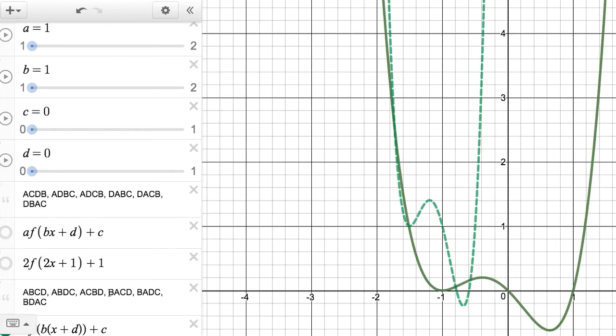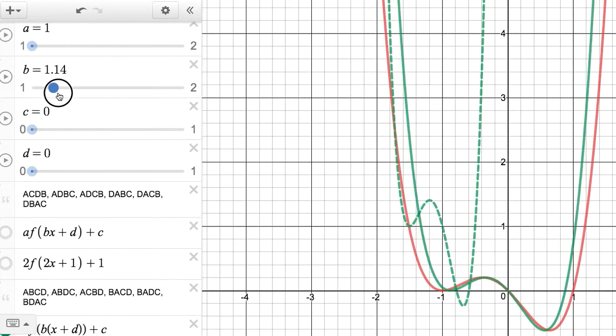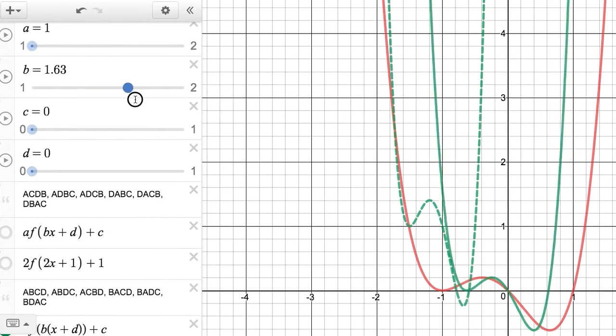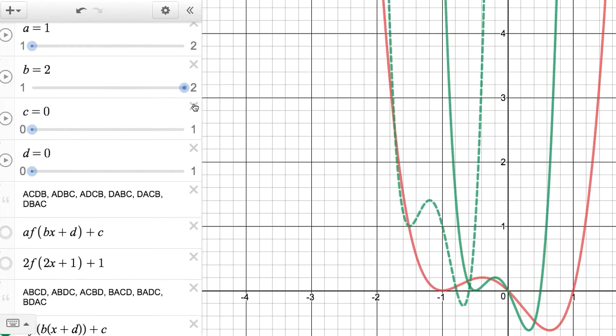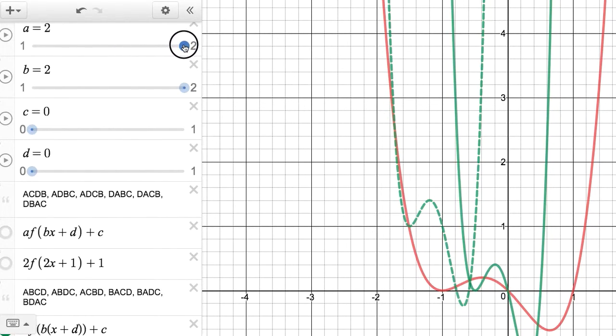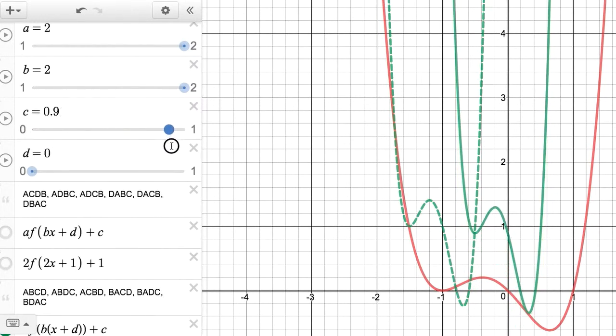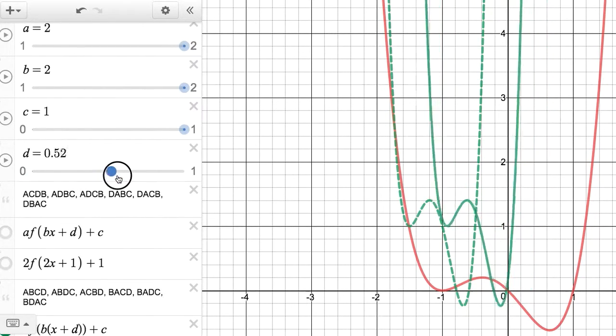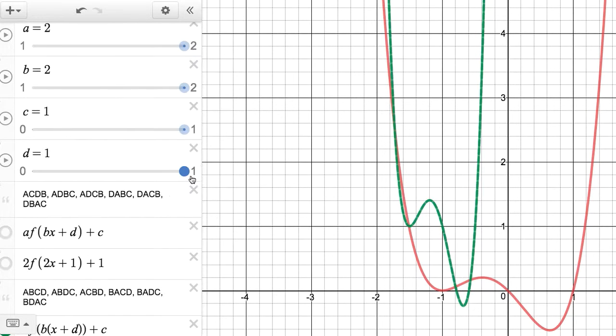So I'm going to do one more. I'm going to do the B, A, C, D. So B squeezes things in horizontally. Then A stretches things vertically. Then C lifts things up by 1. And D moves things over by 1.